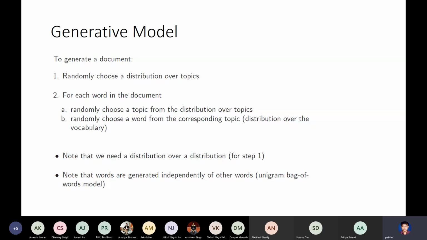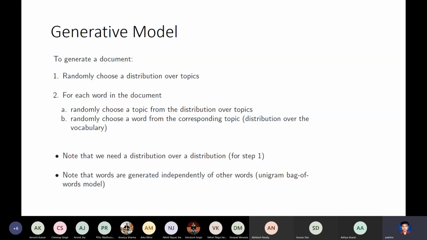And how we generate a document is as follows. We randomly choose a distribution over the topics. So for a document, we randomly choose a topic proportion. Meaning we decide how much of each topic is present. Suppose there are k topics. Basically we select a k dimensional vector where the elements of the vector are probabilities that that particular topic is present in this document. Okay, so let me write it down.